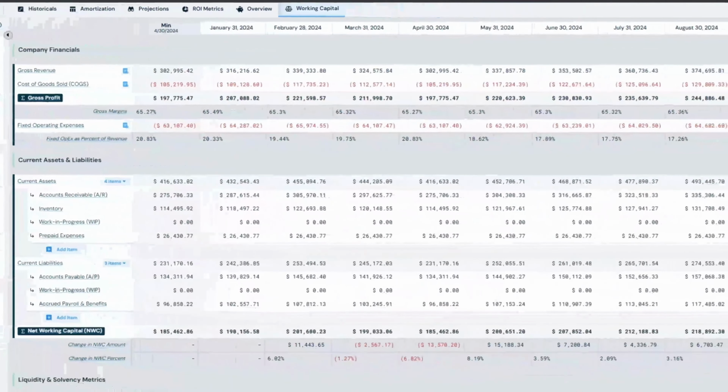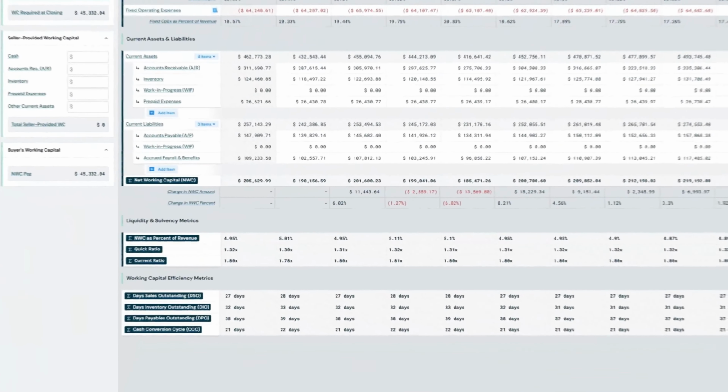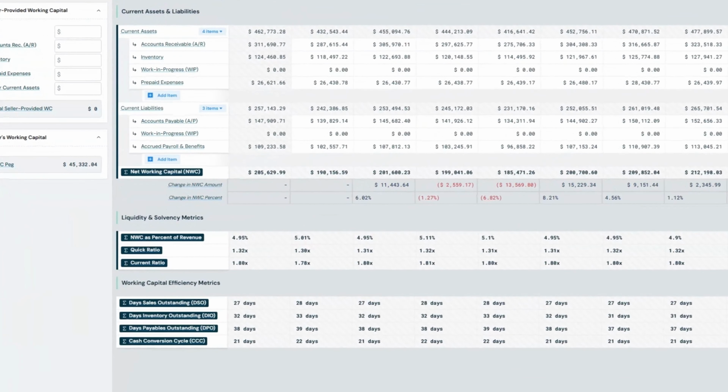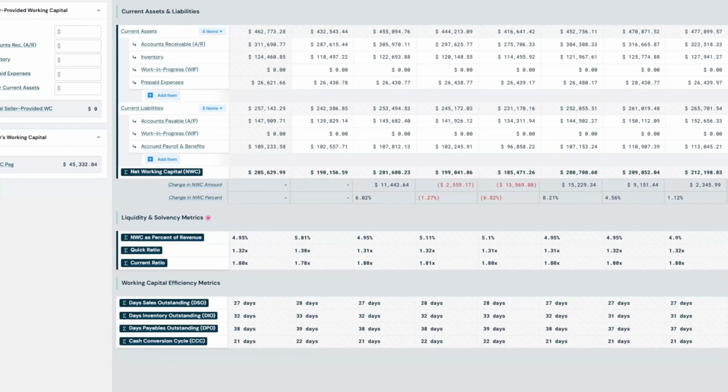Once these values are entered, the net working capital row automatically calculates. When your net working capital row populates, so will the next two sections, which will show you how efficiently the business converts working capital into liquidity and how effectively it manages short-term obligations. Starting with the liquidity and solvency metrics, these provide a snapshot of the company's near-term financial health.